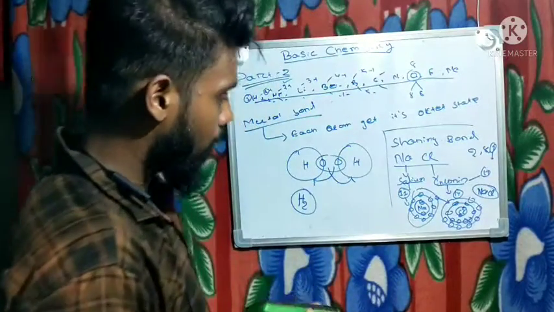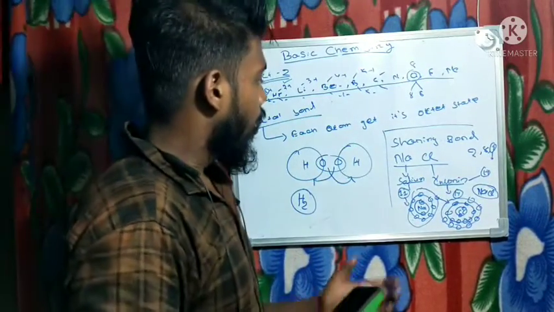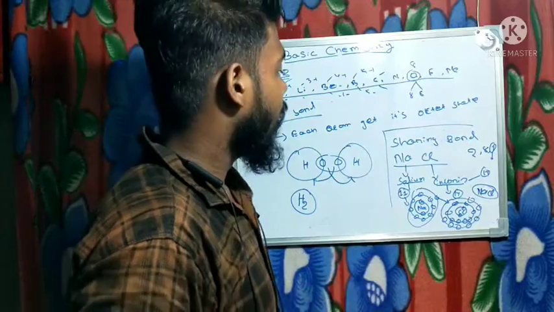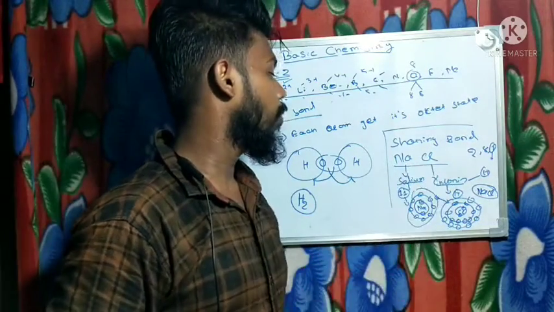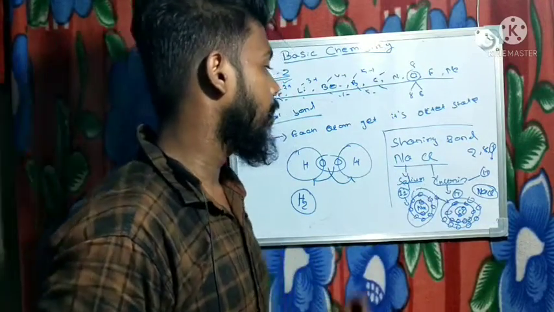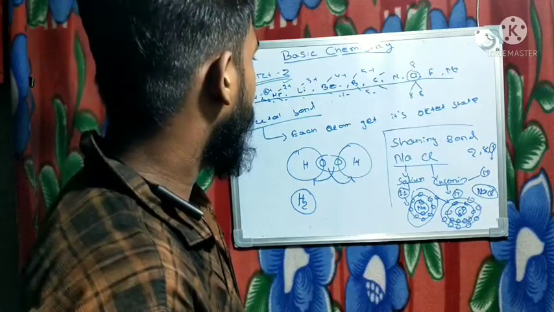Okay, this is all about today's class. I will discuss more about what is cation and anion, how Na will have a positive charge and how Cl will have a negative charge. We'll discuss that later. Okay, thank you.